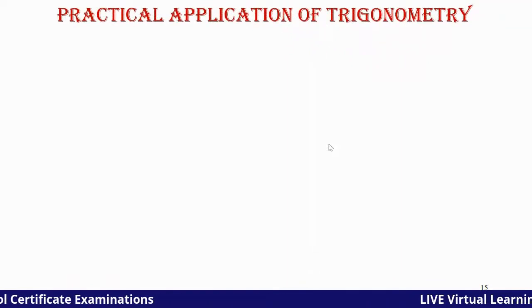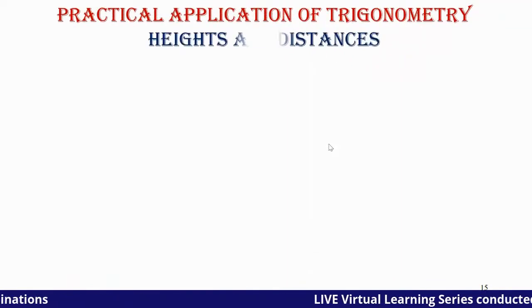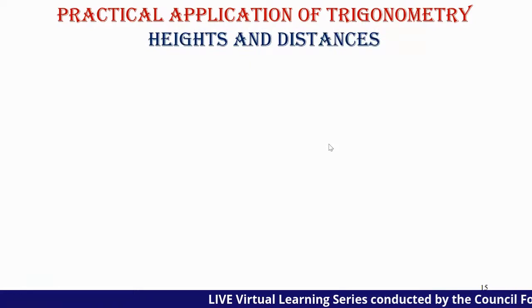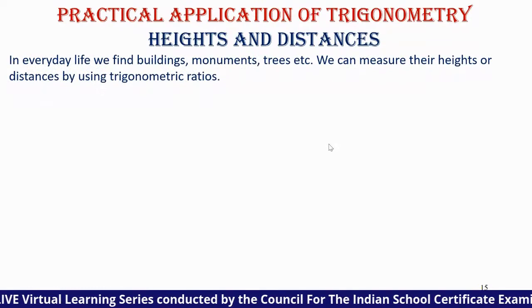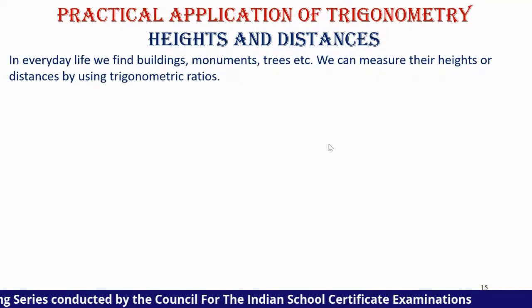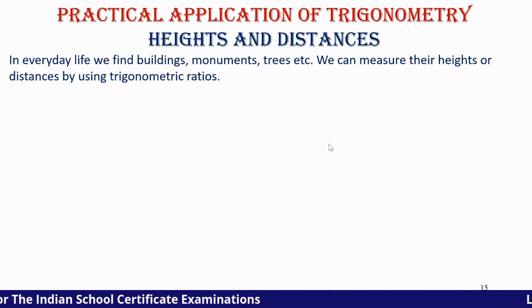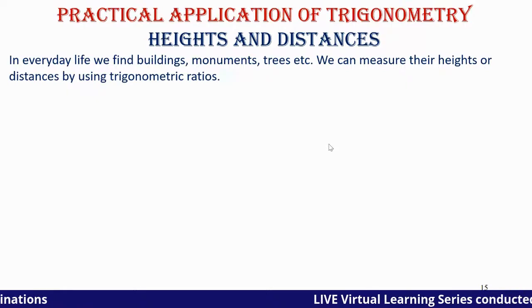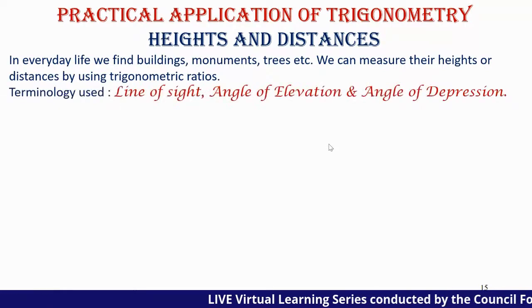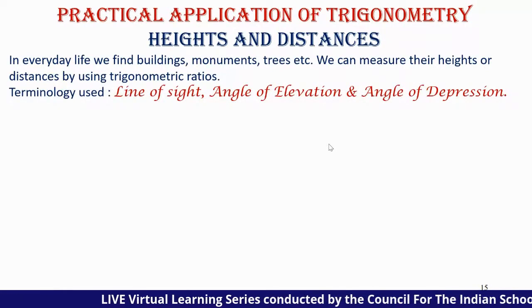Now, practical application of trigonometry, heights and distances, to measure heights and distances. In everyday life, we can see all around us mountains, trees, monuments, and we can measure all these using trigonometric ratios. Now, when we use trigonometric ratios, how do we go about it?